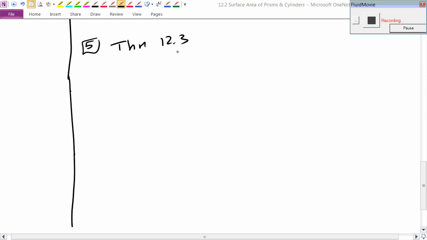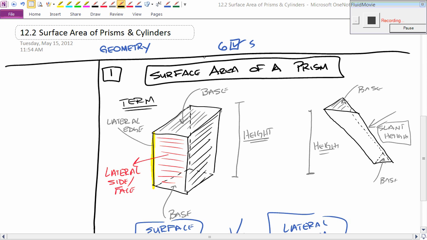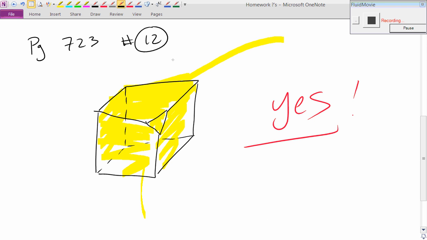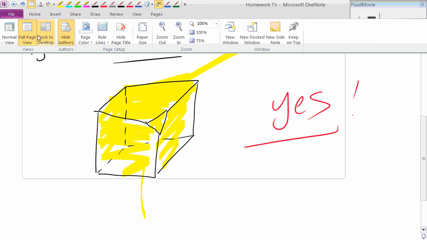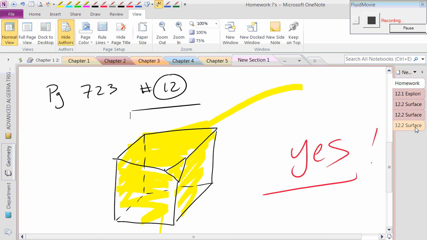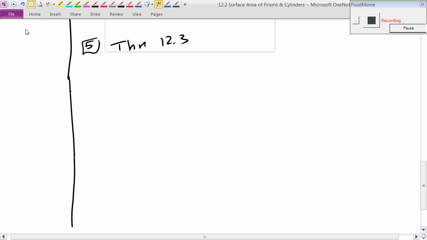So we just put theorem 12.3. Ooh. What just happened there? I'm on the wrong site. Hold on. I want to be on this one. There we go. Okay, so we just put 12.3 into our toolkit.